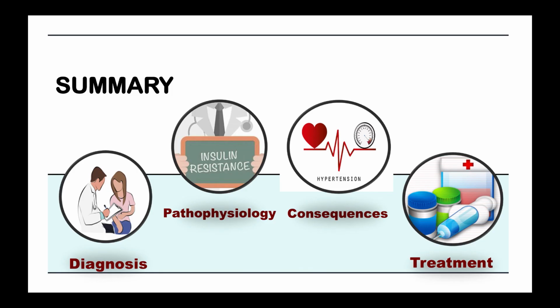Okay, so that's the end of our lecture. In summary, we have talked about the diagnosis of PCOS using the ESHRE criteria. We also talked about the different pathophysiological mechanisms of PCOS with insulin resistance as the central pathophysiology, the consequences of PCOS such as diabetes and cardiovascular disease, and of course, the different treatment regimens that we can offer our PCOS patients.